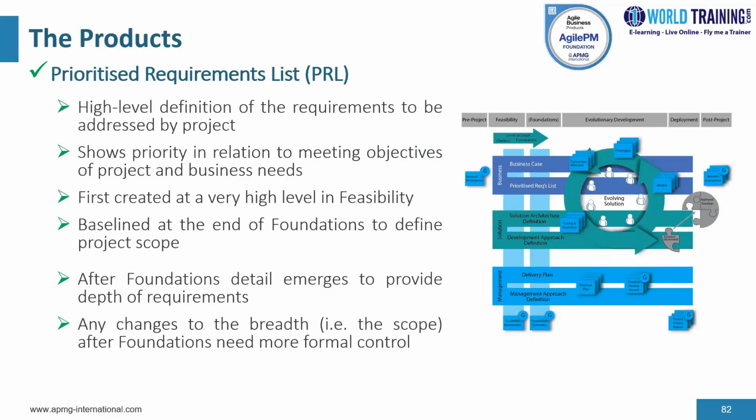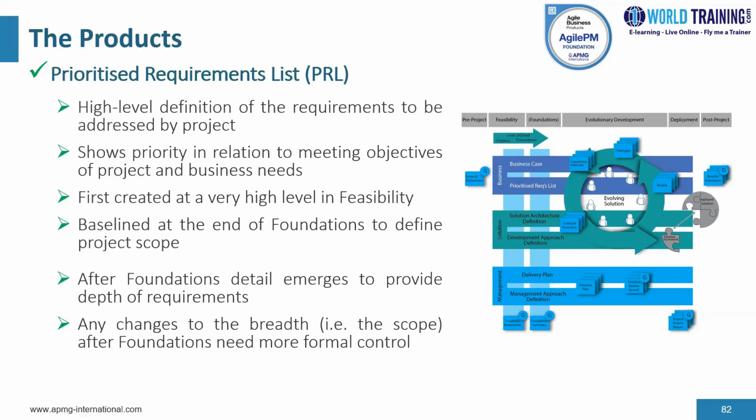Now, this product describes at a very high level the requirements that the project needs to address and indicates their priority with respect to meeting the objectives of the project and the needs of the business. Consideration of requirements begins in feasibility, and a baseline of the prioritized requirements list, also called PRL, describes the scope of the project as at the end of the foundations.